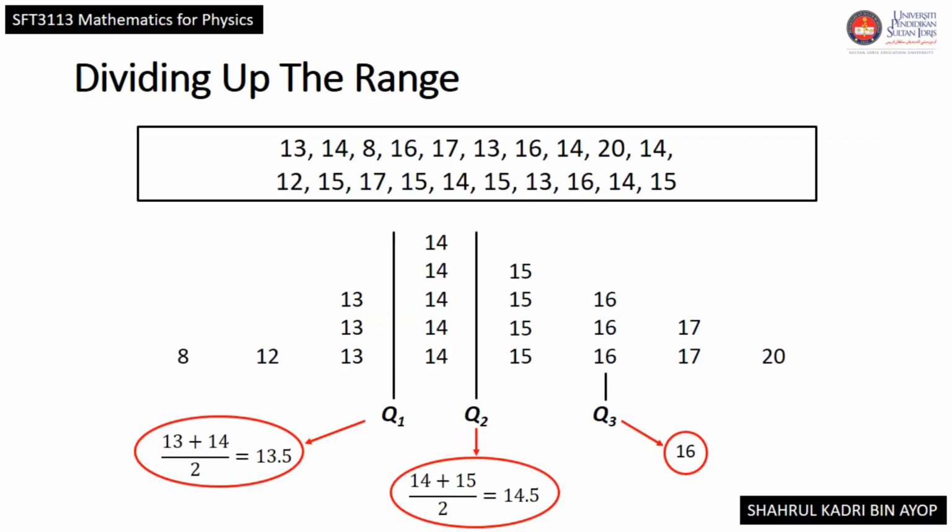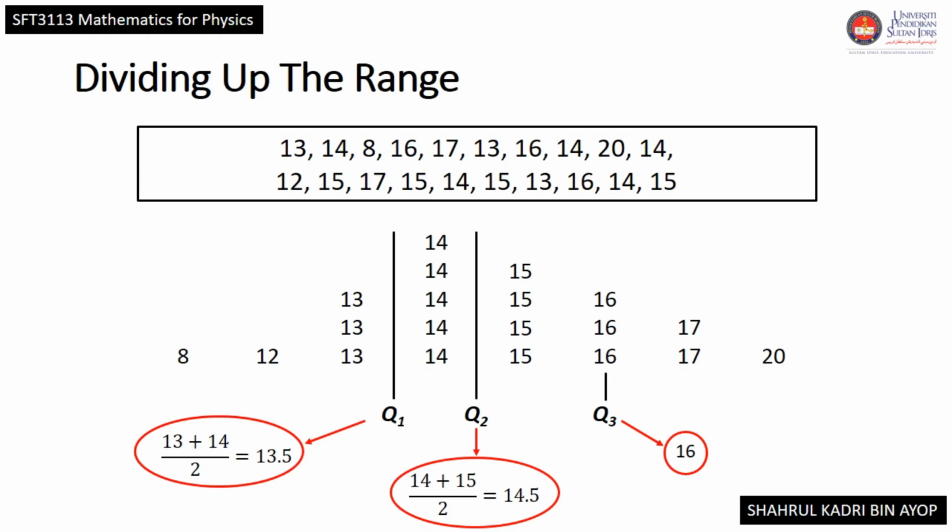For example, we have this data set. So we want to find the first quartile, second quartile, and third quartile for this data set. The first step, we have to rearrange this data set into ascending order. After that, we have to find which scores represent 25%, 50%, and 75% of the scores.